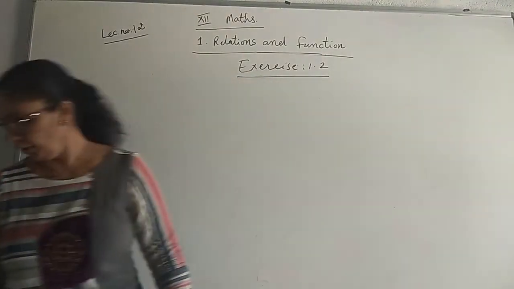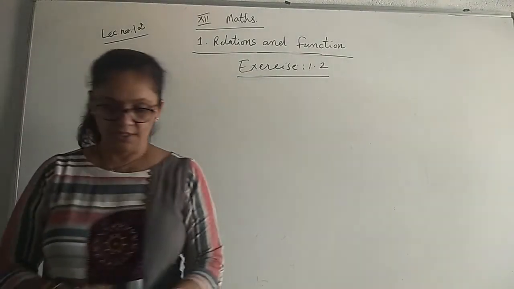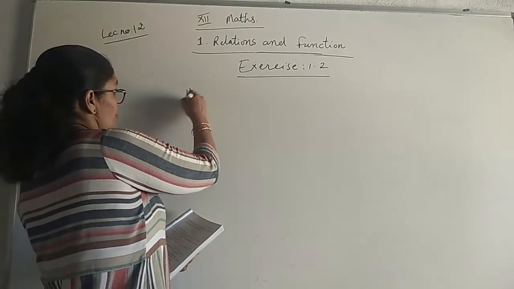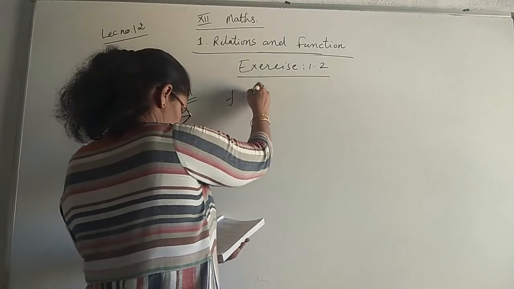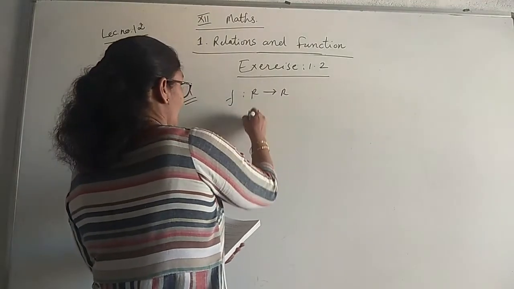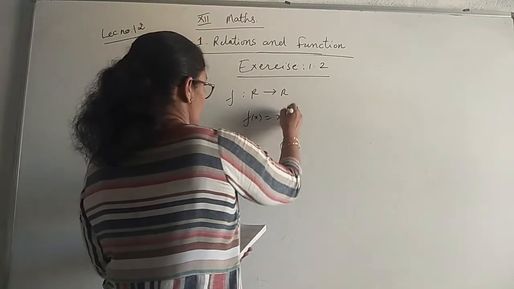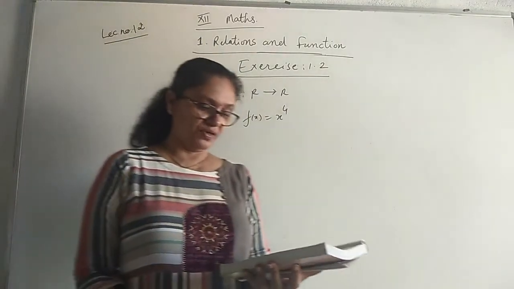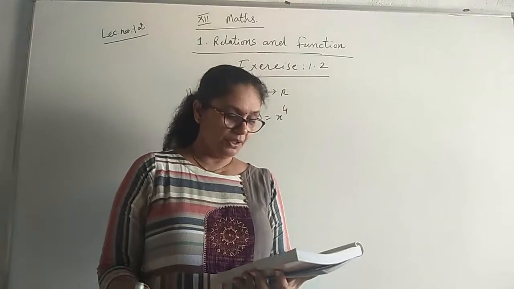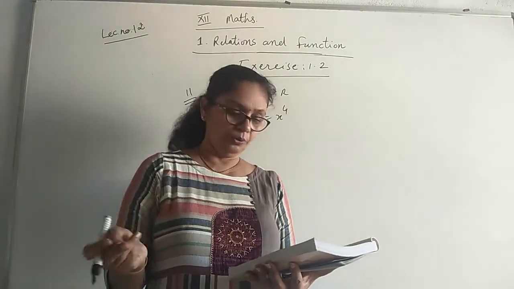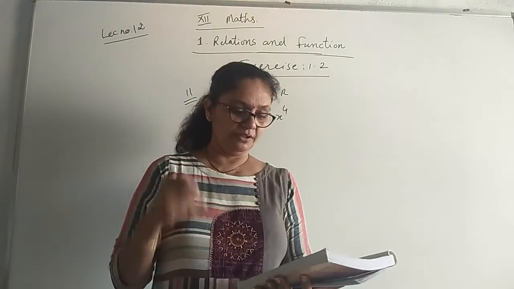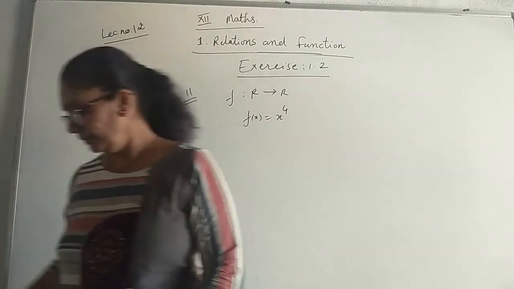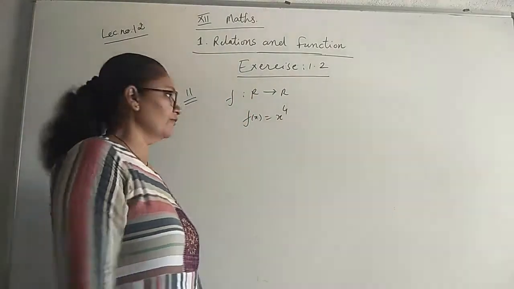So it's more clear to you. Now the last two questions are MCQ, so let's do them. Your 11th question is: given a function from R to R, f(x) equal to x raised to 4. You are given 4 options. First, f is 1-1 and onto. Second, many-one and onto. Third, 1-1 but not onto. And fourth, neither 1-1 nor onto. The same way your 12th question is also given, where we have to choose the correct option.